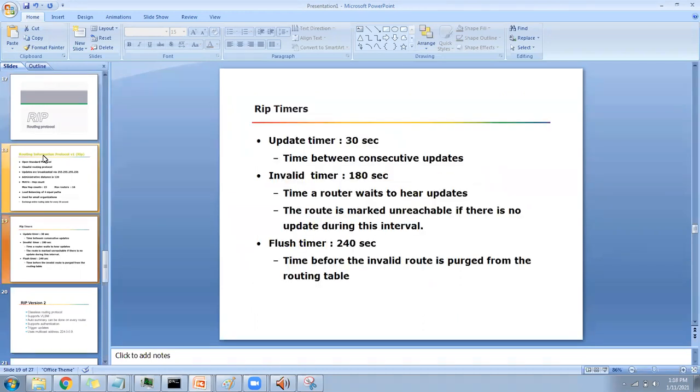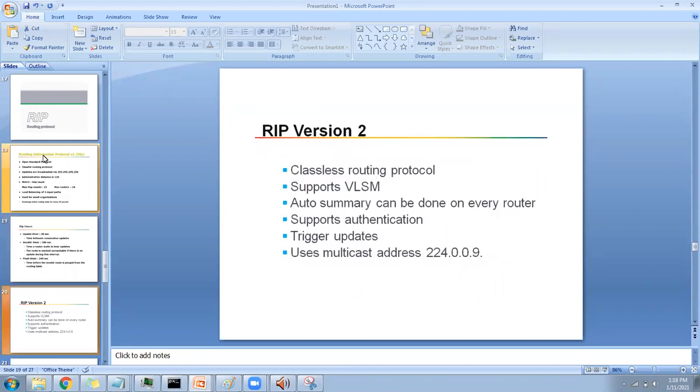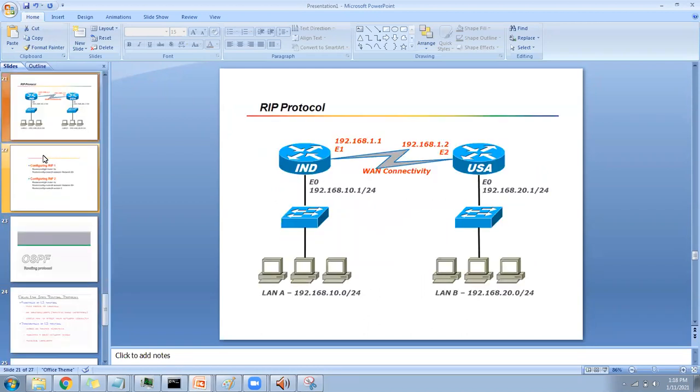So in RIP, the timers are 30 seconds, 180 seconds, 240 seconds, and it maintains the hop count. And we have seen the lab also. We created three networks: India, USA, and UK, and we shut down the India LAN, and we checked in the UK LAN that after 240 seconds we come to know that the network is down.